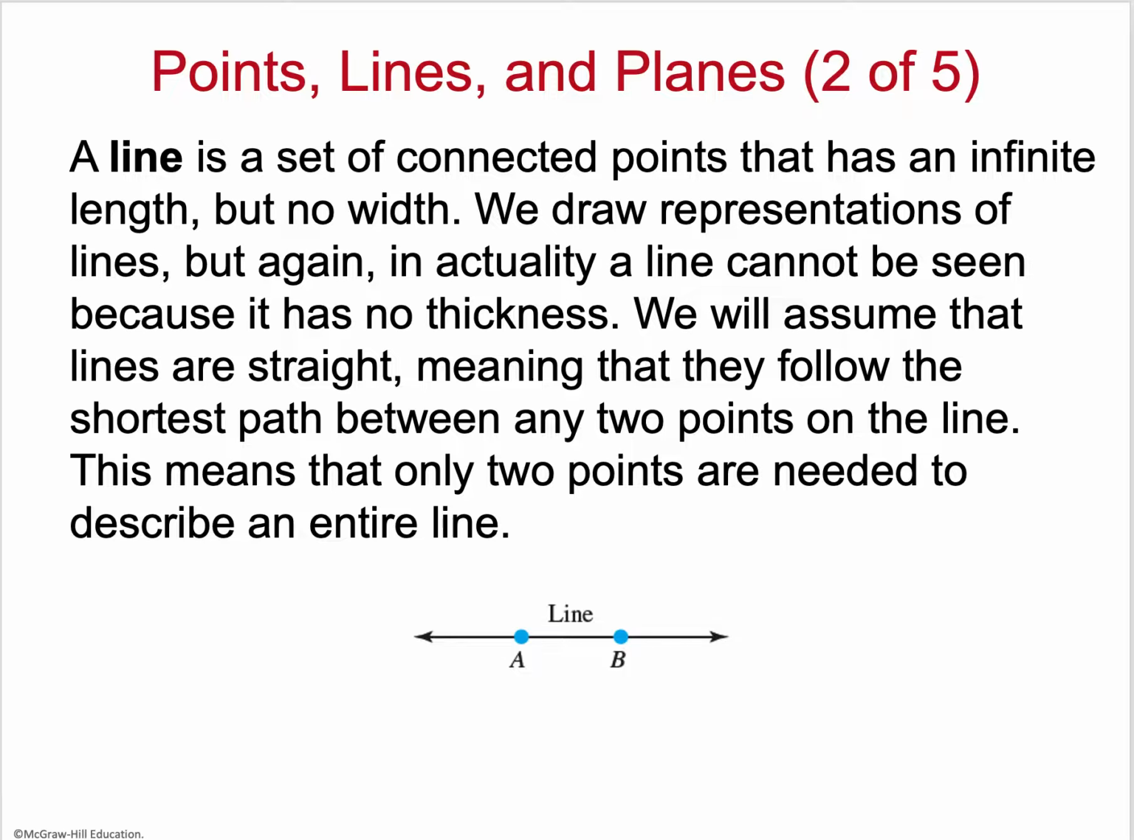A line is a set of connected points with an infinite length but no width. Here is where the misconception happens. A line extends forever on either side of the two connected points, or any more than two connected points. It goes forever. So it's not as simple as drawing a line on a sheet of paper or tracing a line. It is an overall concept that the line extends forever on both sides.